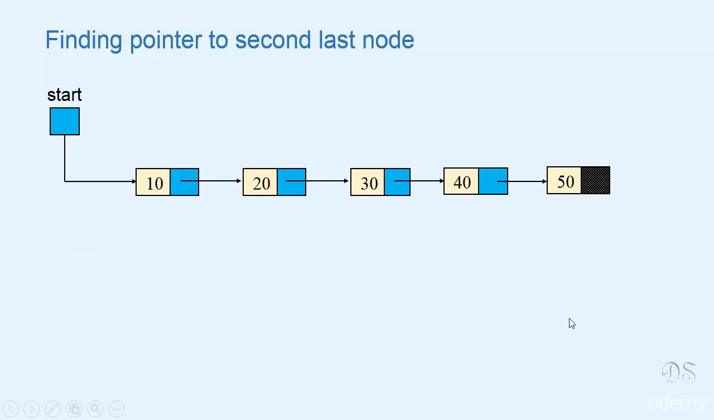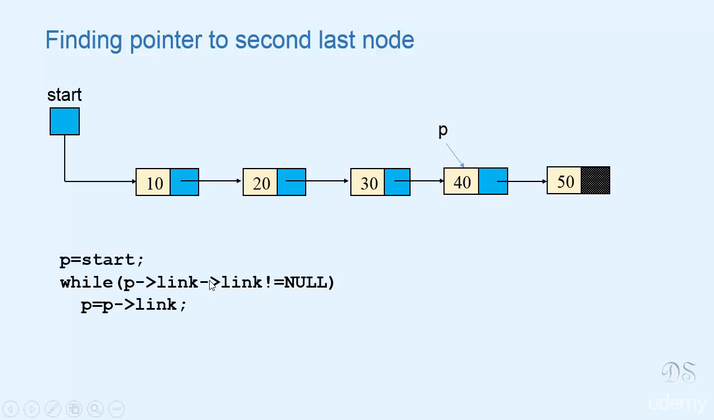Now let's find out pointer to the second last node. This is the second last node of the list. So we need a pointer to this node. This is the code that will give us the pointer to second last node. Now here the loop condition is p link is not equal to null.